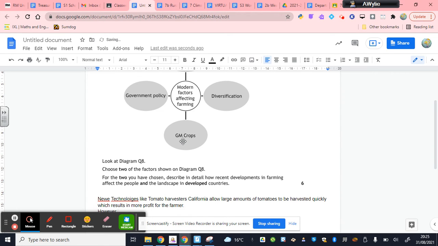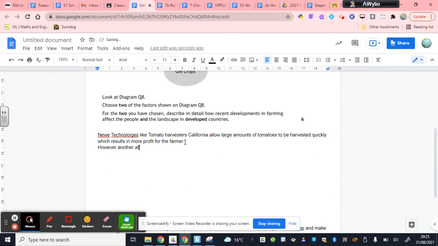However, another effect of this is that less workers are needed to harvest, and therefore rural unemployment rises. People leave for the big cities. In this case, that might be somewhere like San Francisco or Los Angeles, but we don't need to put that in. We've made our point.